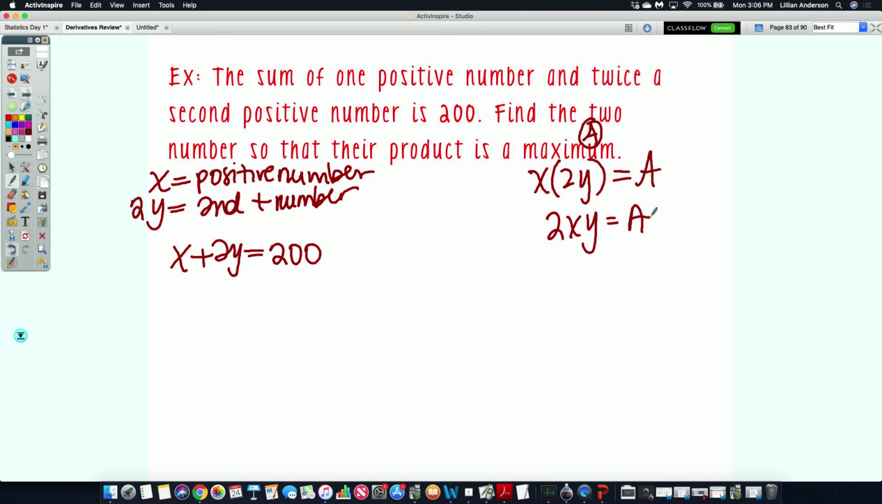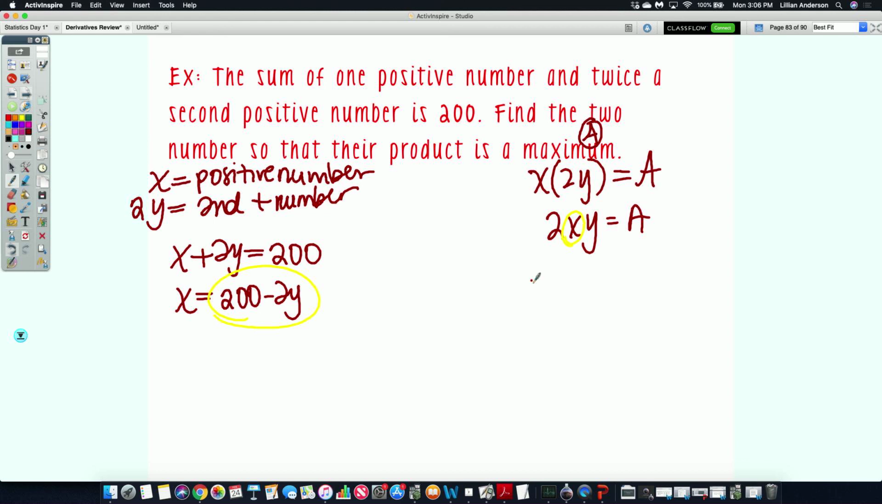Now you can't have this. Right now you have three different variables. You have to take this one equation that usually you have to create from another part of the question, and then you need to solve for one variable. Which variable do you want to solve for? x. So if I solve for x, this is going to give me 200 minus 2y, and I use that to plug in for x in the equation I'm trying to optimize.